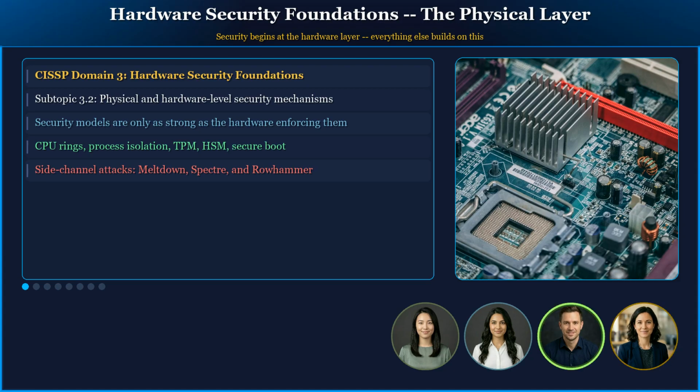Let us start at ring 0, the most privileged level in the system, and work our way outward to understand what hardware privilege separation actually means.